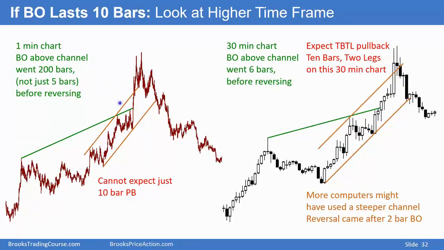This is not the highest time frame that shows the channel. Obviously, this is a 1-minute chart. I can draw the same channels on a 30-minute chart. This is the highest time frame, so I'm looking for a reversal within 5 bars here, not within 5 bars here.